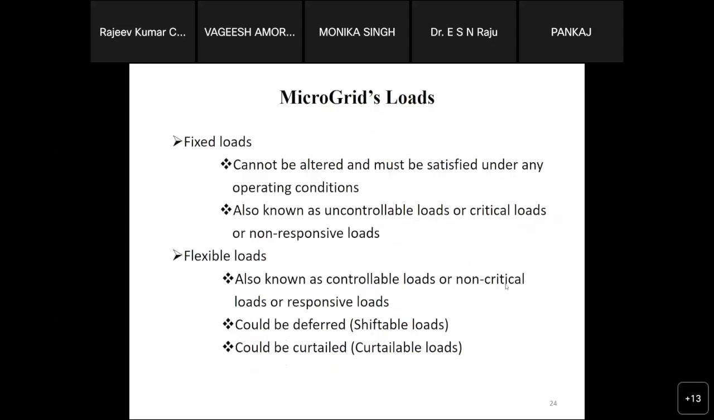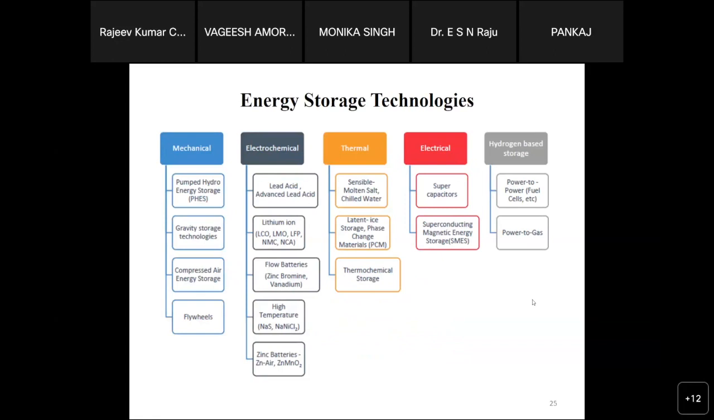When we see the loads, we have flexible loads as well as non-flexible loads, that is, fixed as well as flexible ones. Flexible loads are variable loads that can be shifted or curtailed, and can also be called controllable or non-critical loads. Fixed loads are non-controllable loads, so we have to supply the power continuously without any interruptions, irrespective of any grid failures. Like hospitals, or when we are conducting an online exam in our university, we have to provide the power continuously without any interruption. Those come under the fixed loads. So these are the different types of energy storage technologies.